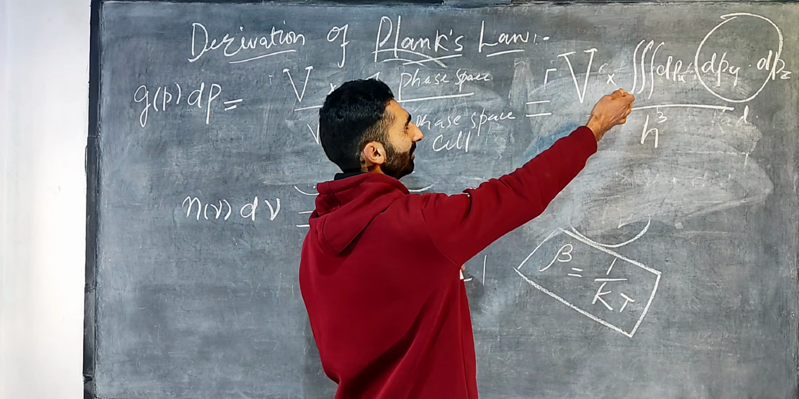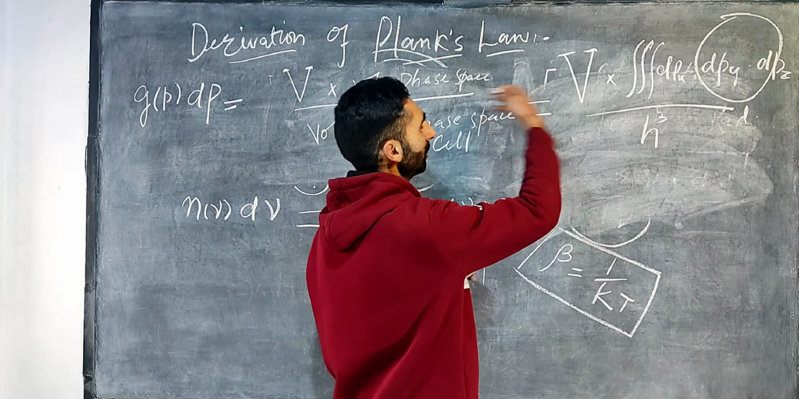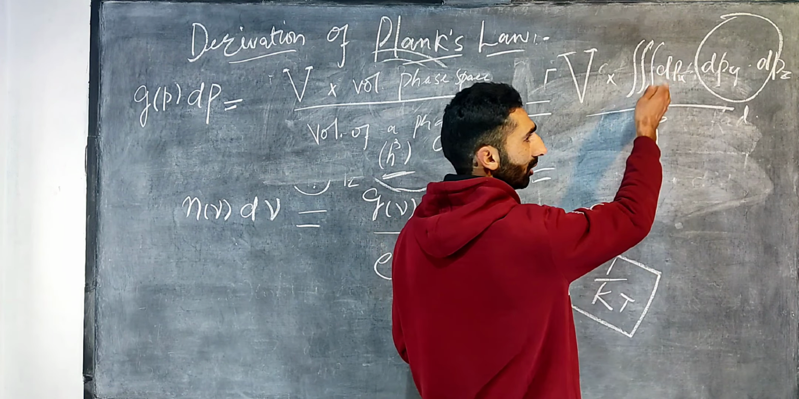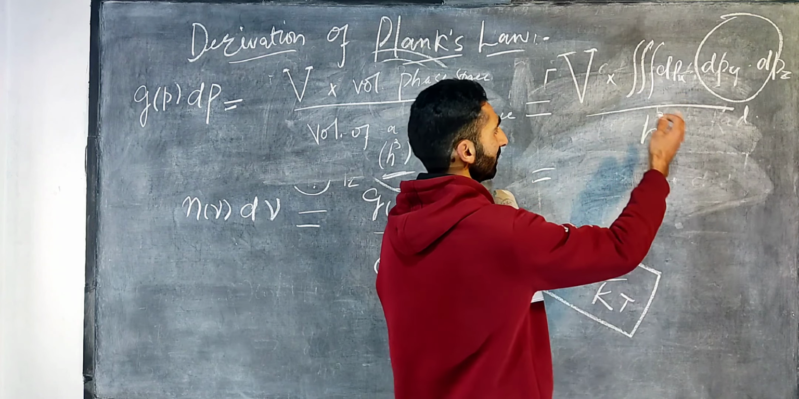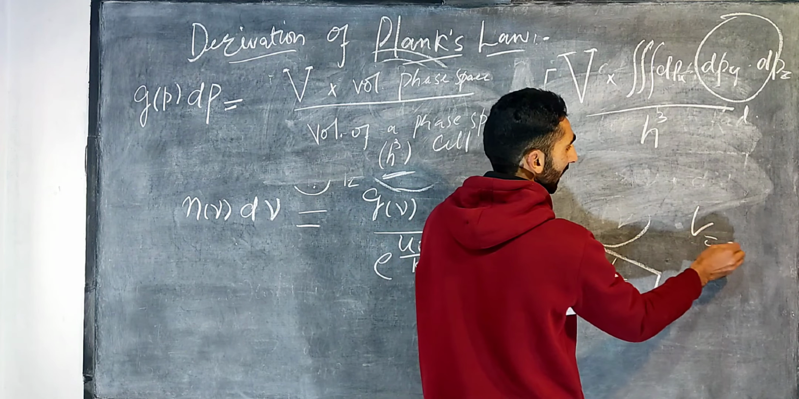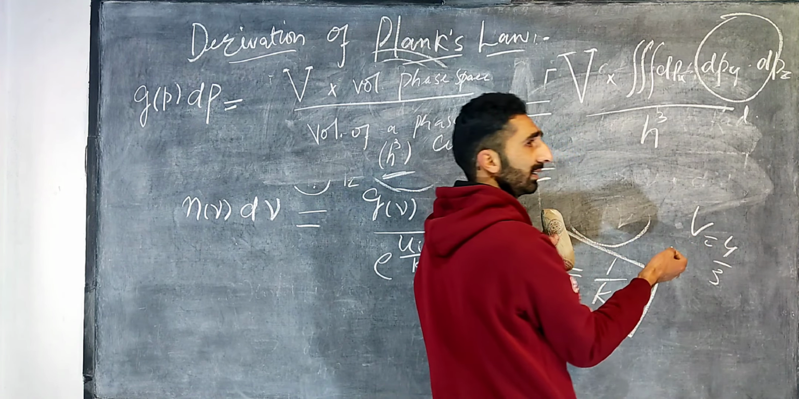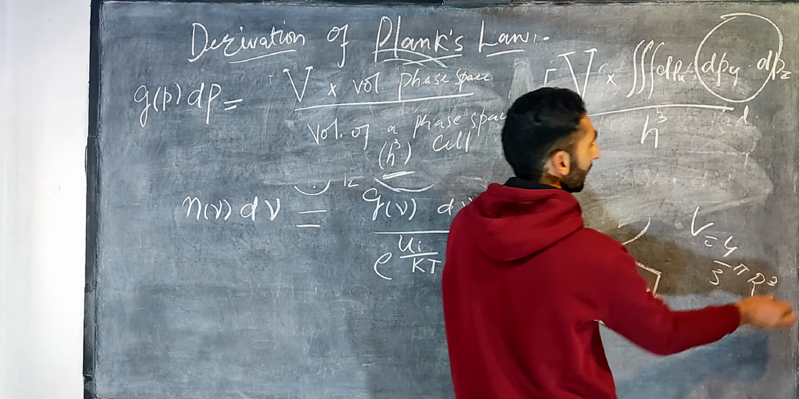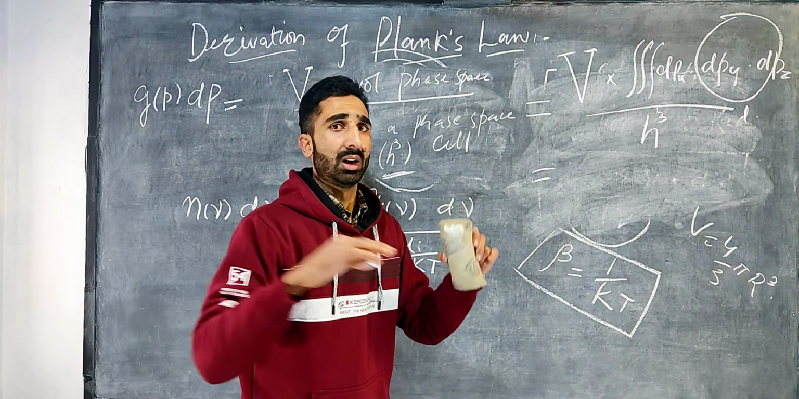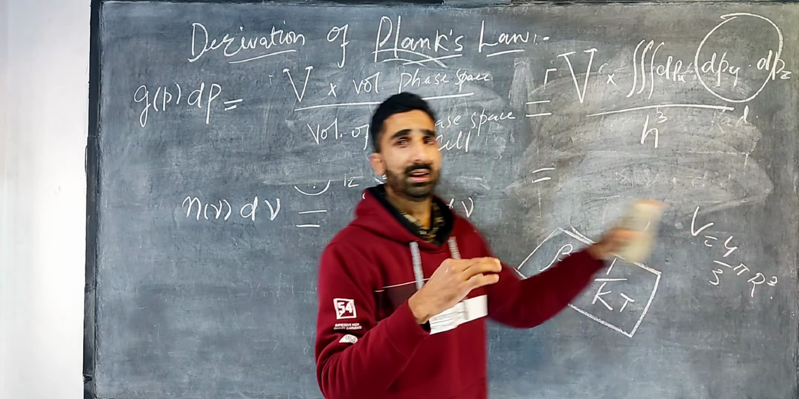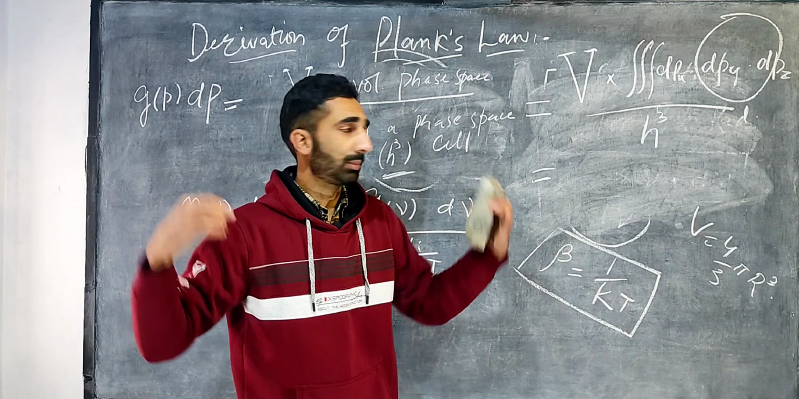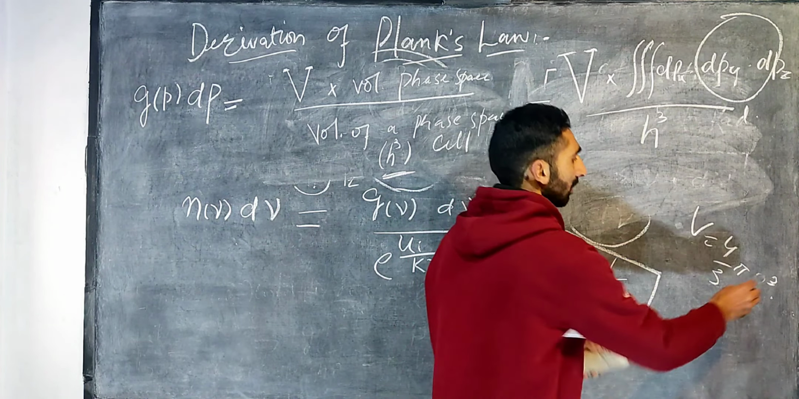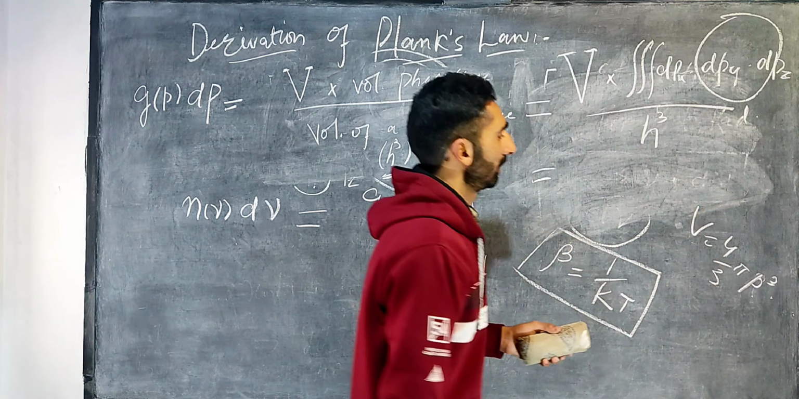We can deduce this from the diagram which I have drawn earlier, that the volume of this phase space, as you know, for any sphere is 4/3 pi r cubed. And here the radius which we are taking is in the momentum space. So instead of r, here it will be momentum.